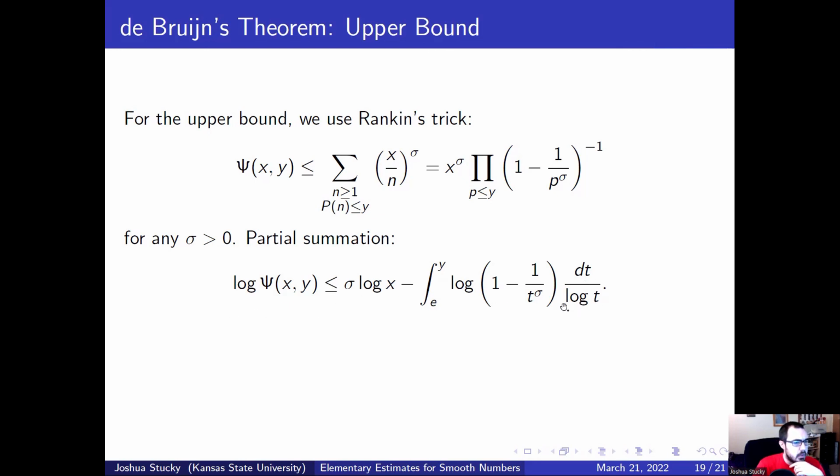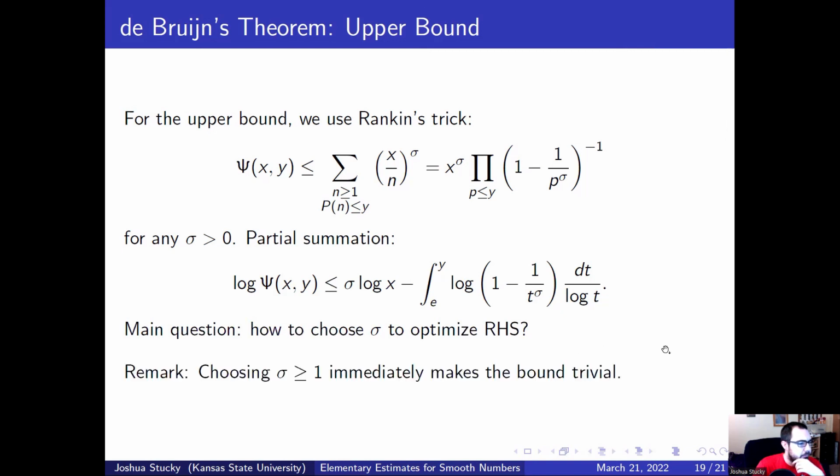So how do I choose sigma to optimize this thing? How do I actually minimize this function? Well, to do that, first I'm going to note that if I choose sigma greater than or equal to 1, this bound is immediately trivial. If I choose sigma greater than or equal to 1, this is x times something which is log y by one of Mertens' theorems. And if it's greater than 1, then this is just greater than x. So I don't want to choose sigma greater than 1. So sigma should be less than 1.